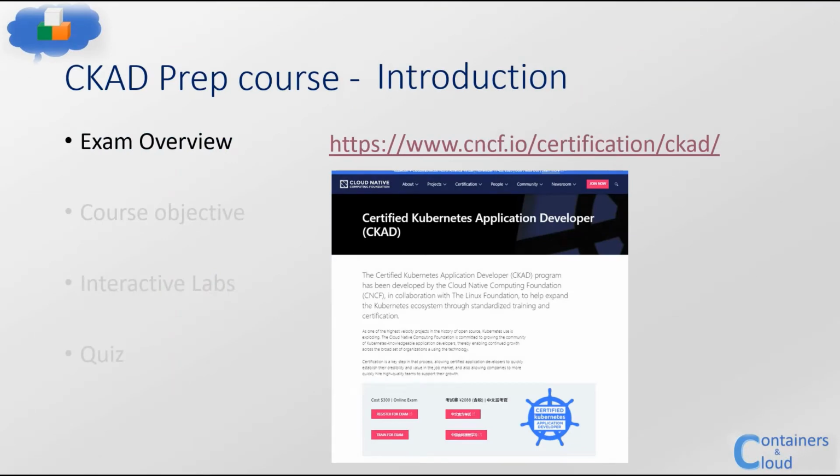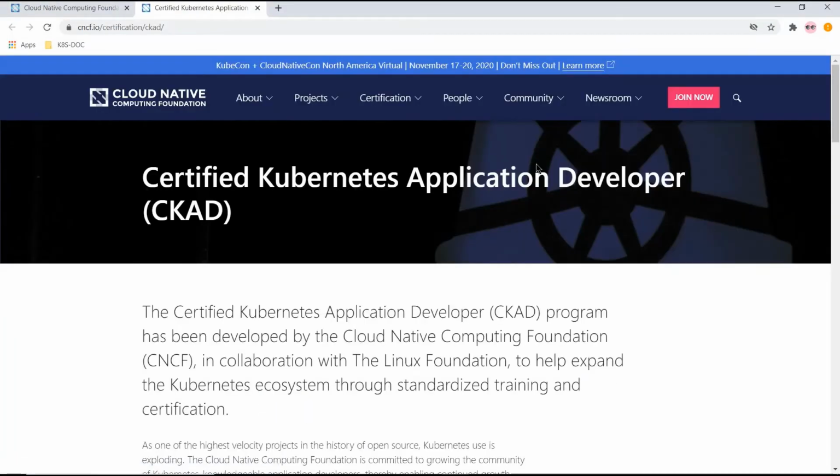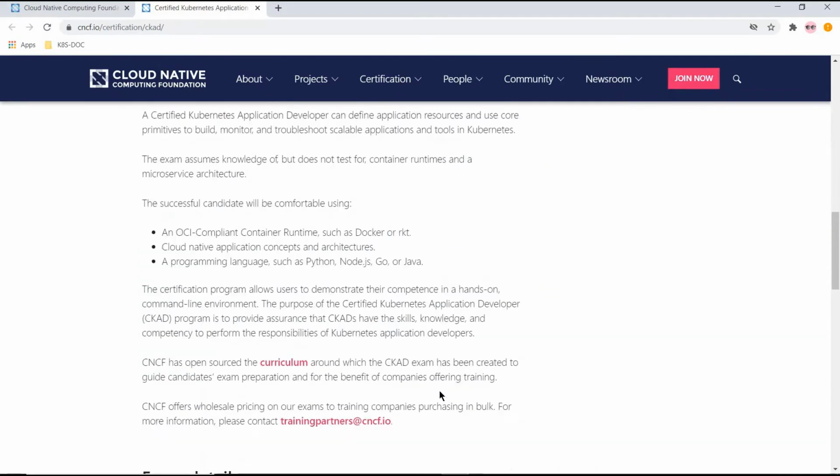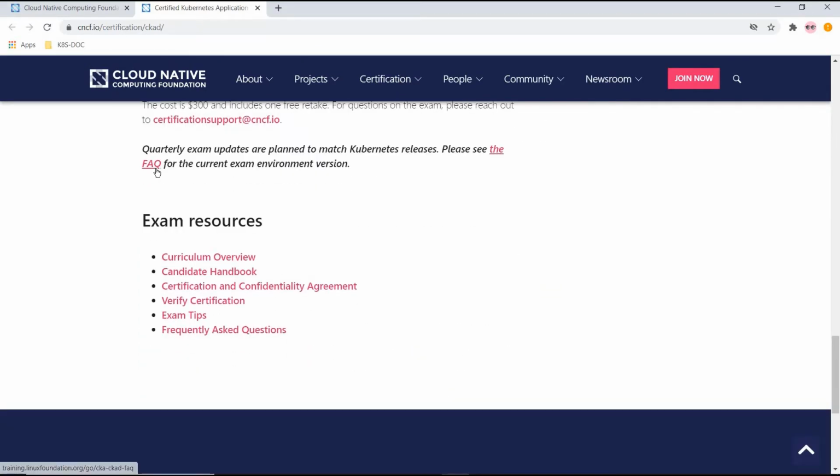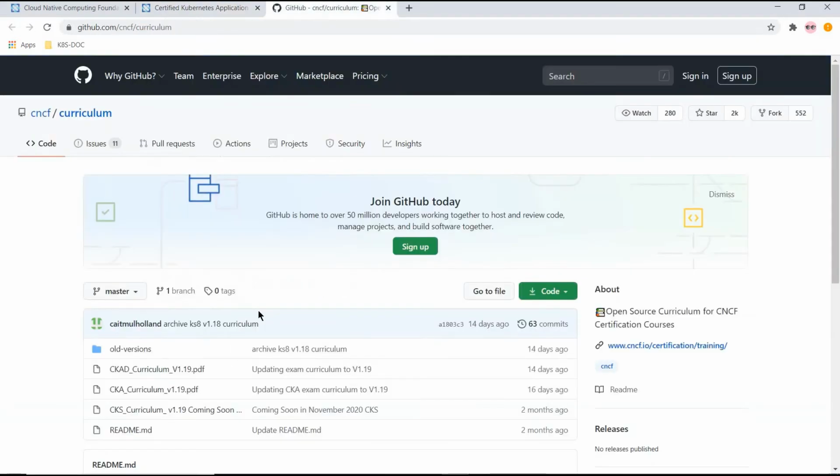Before we get into the course objective, let's take a quick look at the exam details. Here is the official website of the Cloud Native Computing Foundation, who developed this certification. I'm sure you would have gone through this page before. As you scroll down to the bottom, you can find some of the important exam resources. One is the curriculum. As noticed here, as of September 2020, CKAD runs on version 1.19.